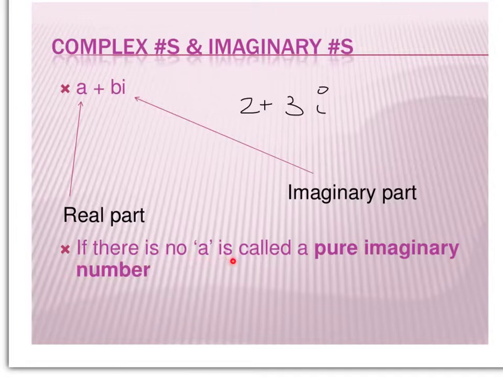If there's no a or no real part, we say that that's a pure imaginary number. So an example of that would be 2i. So if it's by itself, it's a pure imaginary number. And technically, there's also the real part, which in this case would be 0.